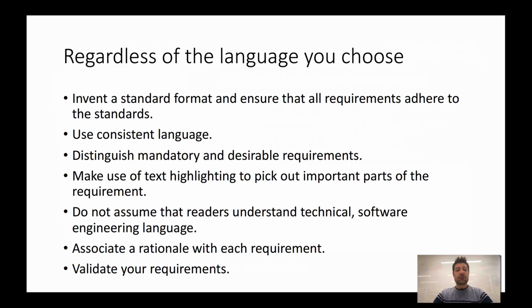Do not assume that readers understand technical software engineering language. If you want your stakeholders to read your requirements and give you tips, it has to be written in a language that this person can understand, right? So you need to know your stakeholders a bit so that you can decide the language. Try to explain details in your requirement, like rationale. Why are we doing this? Why is this decision important? This is particularly interesting as soon as you have complex requirements, some decision that is non-trivial. To understand why, just document it, and validate your requirements.